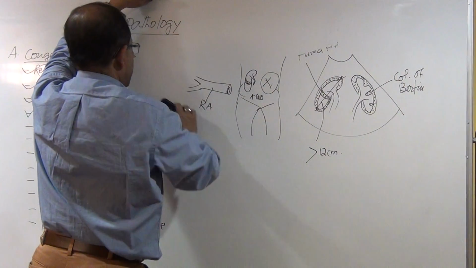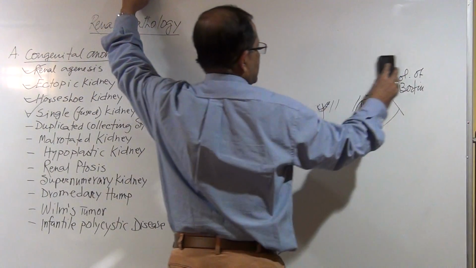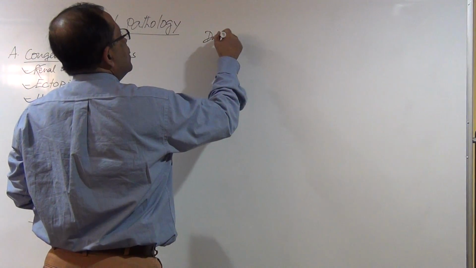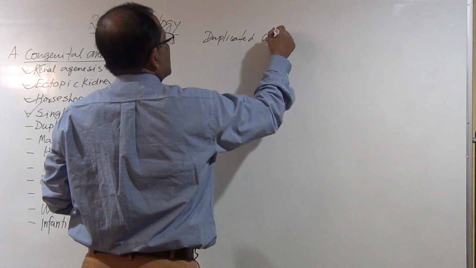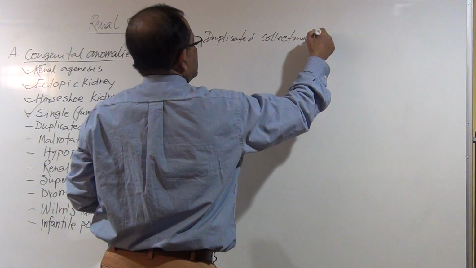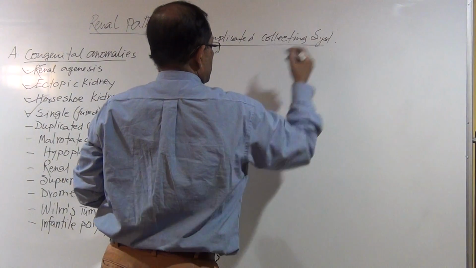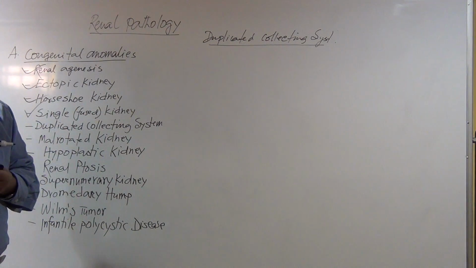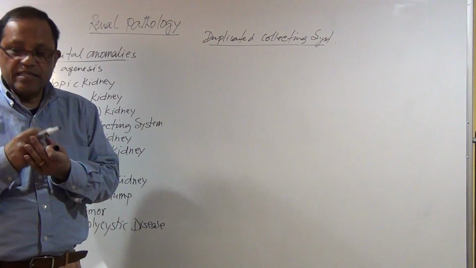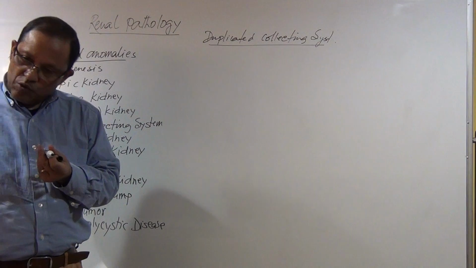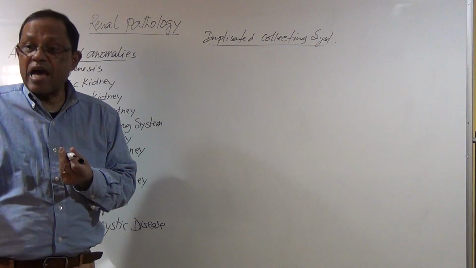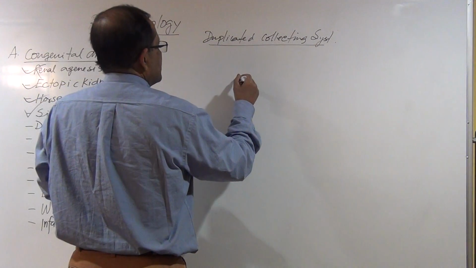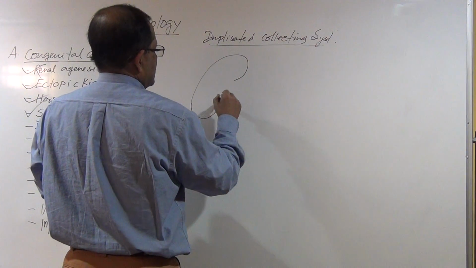So next is duplicated collecting system. What does duplicated collecting system mean? In one kidney, duplicated collecting system. In here, both sides there are kidneys, but one kidney on either side has two hilum. And two hilum means two pelvises. Collecting systems are duplicated, meaning minor calyx, major calyx, and renal pelvis are twice. So now, this is the kidney.